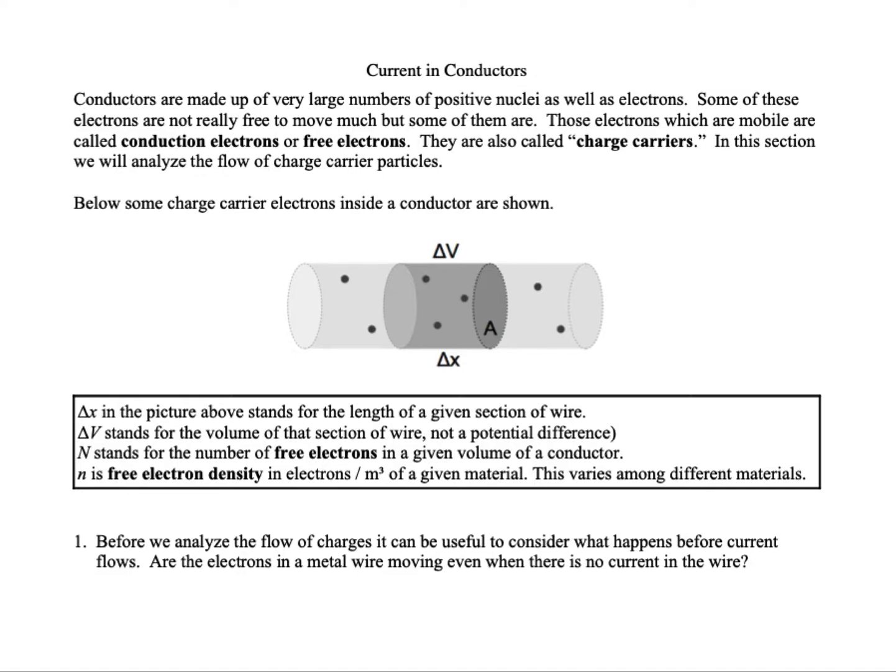Below is a simplistic picture of charge carrier electrons inside a conductor. This could, for example, be a section of a cylindrical shaped wire. Delta X stands for the length of a particular segment of that wire. In this situation, delta V doesn't stand for a potential difference, but it instead stands for the volume of a section of wire. Capital N will stand for the number of free electrons in a given volume of a conductor.